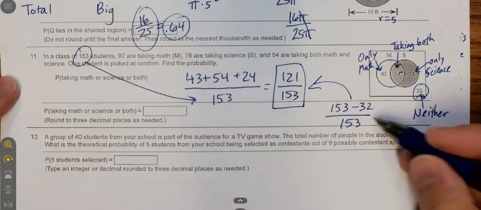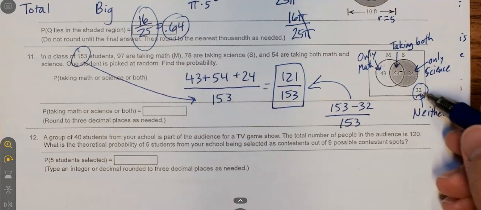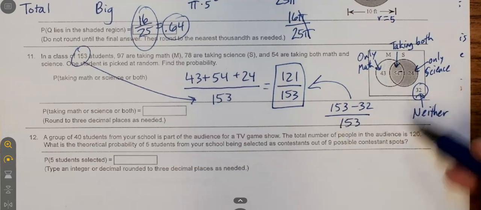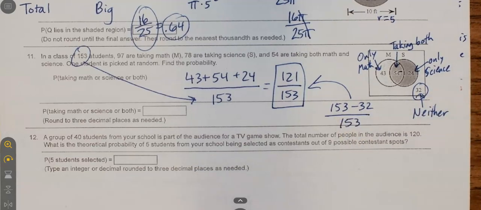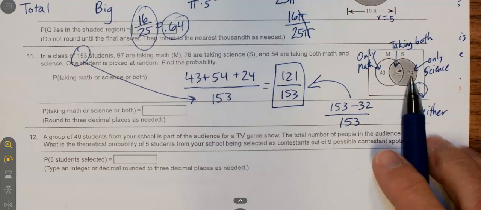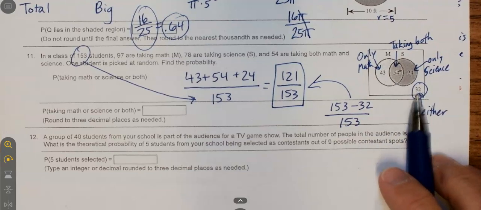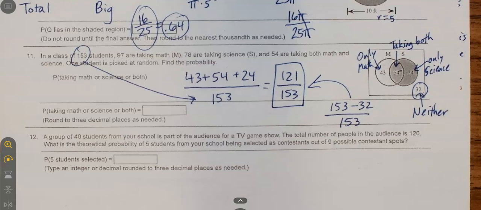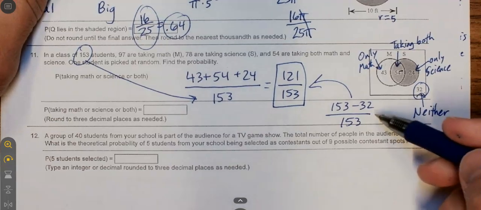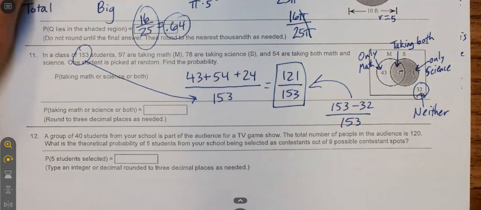So we could take the number of people who were not taking a math or a science class away from the total. That would still give me 121 students. So take your pick as to which one you want to do. Depends on how you like to think about it. If it's easier for you to add, you can add these three numbers together. If it's easier for you to subtract, it just depends on what kind of person you are and what you like better. Some people like this other way because it's one thing on the top and they're done.